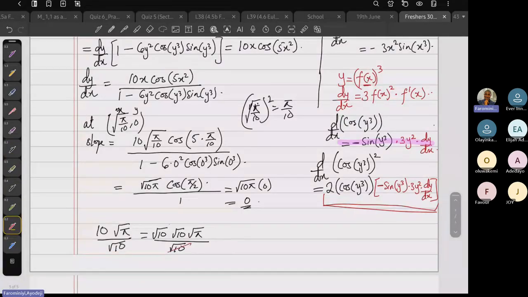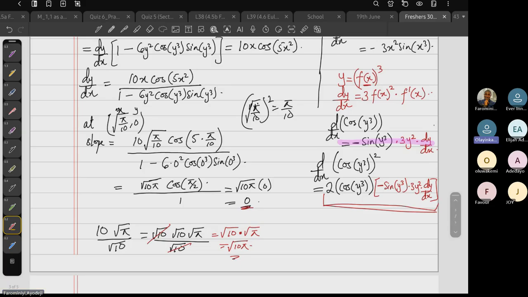So this cancels this. We are left with square root of 10 times square root of pi, and that is square root of 10 pi. And cos pi over 2 is 0. That's because cos 90 is 0. So the whole answer is equal to 0. Any question before I continue?